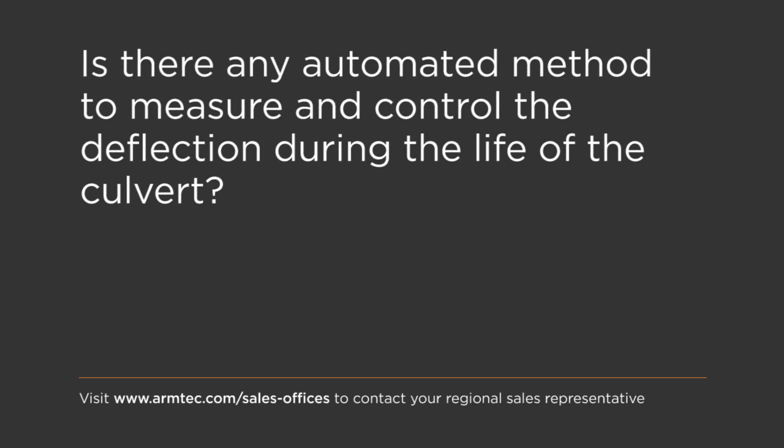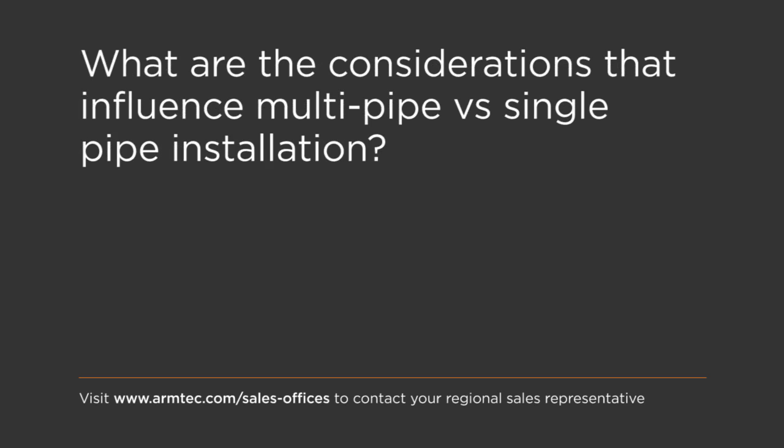At the design stage, do agencies have a procedure to estimate culvert deflection? Is there any automated method to measure and control deflection during the life of the culvert? That would be a geotechnical problem. Along the length of the culverts, all the culverts that we spoke about today are flexible, and they will conform to the alignment on the ground. So that'll be a geotechnical problem to determine how much settlement and at what point along the length of the culvert that might occur.